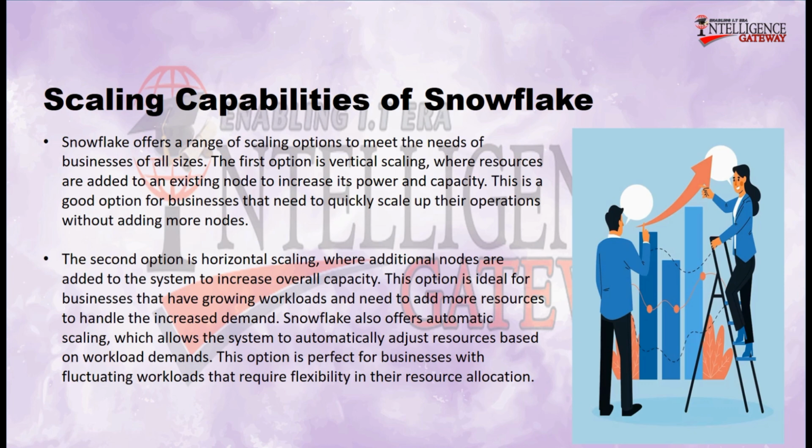The second option is horizontal scaling, where additional nodes are added to the system to increase overall capacity. This option is ideal for businesses that have growing workloads and need to add more resources to handle the increased demand. Snowflake also offers automatic scaling, which allows the system to automatically adjust resources based on workload demands. This option is perfect for businesses with fluctuating workloads that require flexibility in their resource allocation.